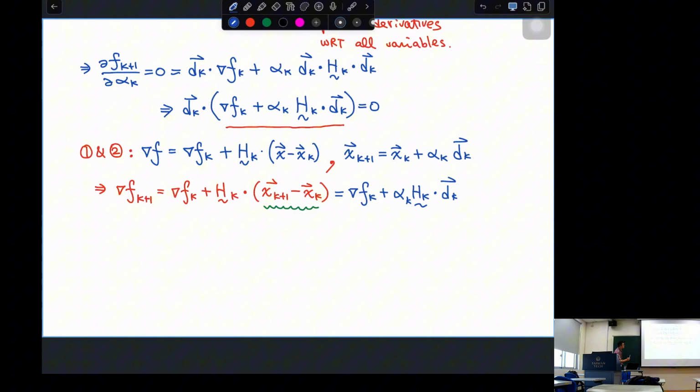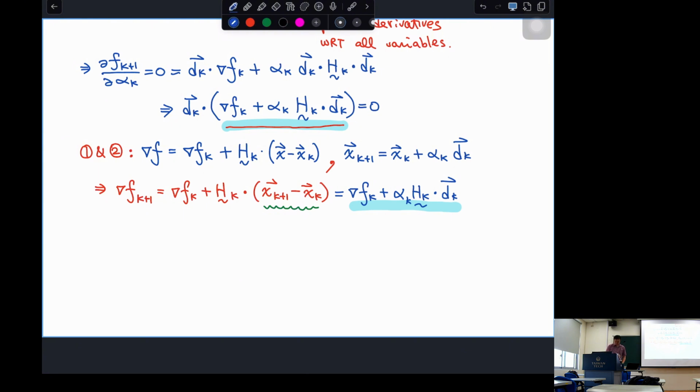Right? Because here, this minus this equals alpha dk. So this is replaced by alpha dk. So alpha here is a scalar and dk. So alpha times Hk dot dk. So that's what you are having here. And it is telling you, pay attention to here, this equation is exactly this equation. They're the same, right? They're the same.